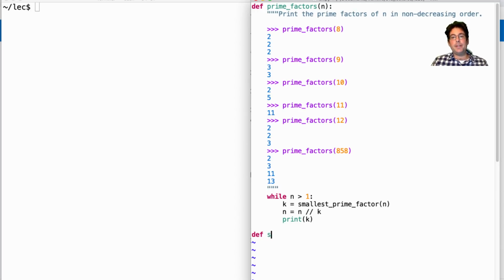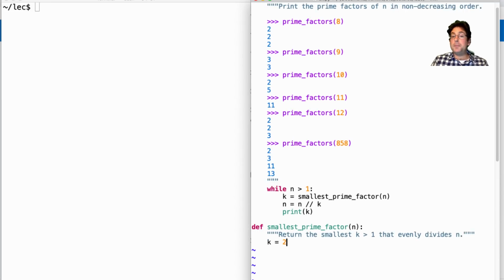But I can't run this code until I define smallest prime factor. Well, the smallest prime factor, it turns out, is the same thing as the smallest factor greater than 1. So I could just try dividing n by different values k, starting with 2, working my way up, till I find one that works. Return the smallest k greater than 1 that evenly divides n. So we'll start with 2. If it's the case that dividing n by k does not give me 0, that means k does not evenly divide n. Then I need a different k.